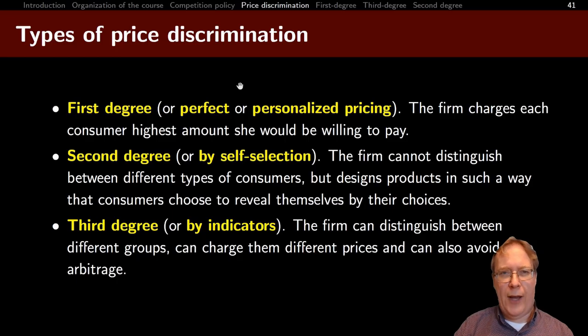So first degree price discrimination, that is sort of a theoretical ideal. First degree price discrimination simply means that you charge to every person exactly what that person would be willing to pay. And of course, the problem is that you never know exactly what somebody would be willing to pay. For that reason, it's a theoretical extreme.